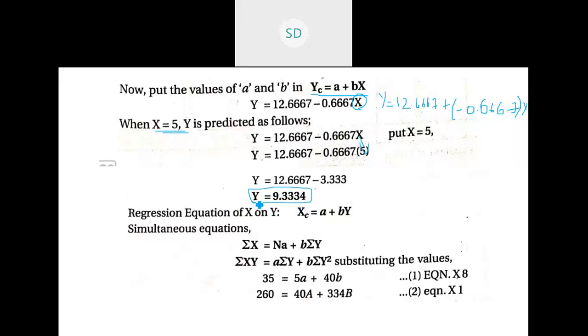So that is why this complete calculation we did until now is on the regression line of y on x. So this is how we solve y on x regression. Any doubts in y on x?